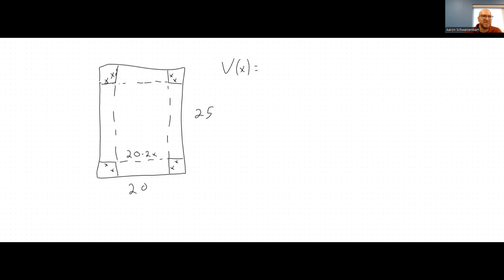Because I'm cutting out sides of length x, it's 20 minus 2x. What's the other one? And when I fold it up, what's the height of the box? X.